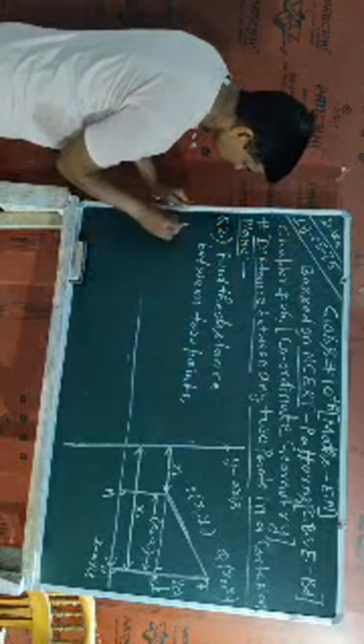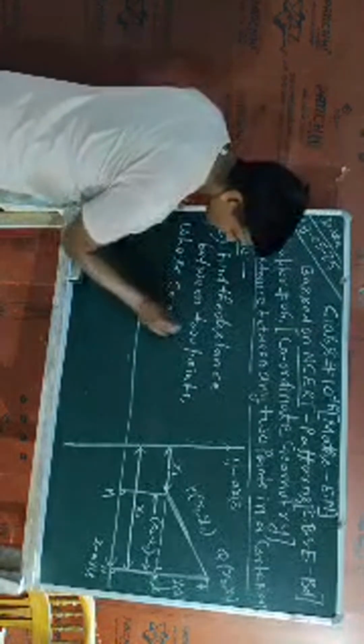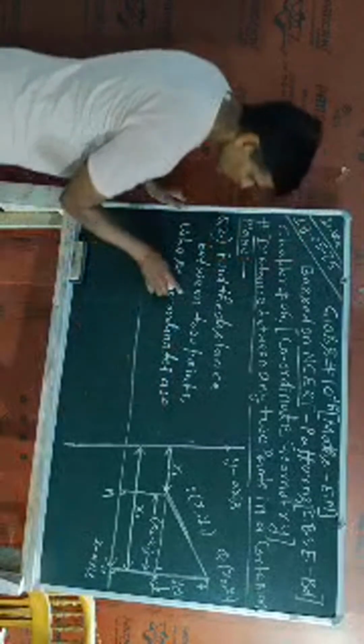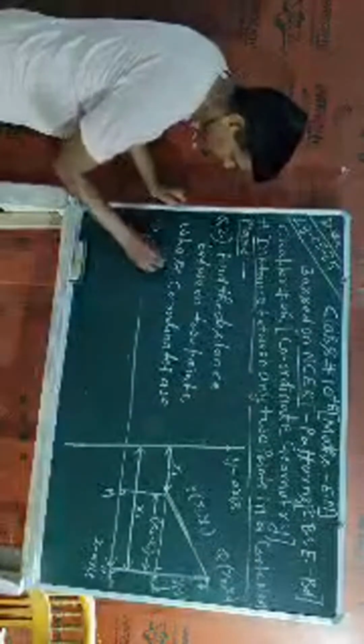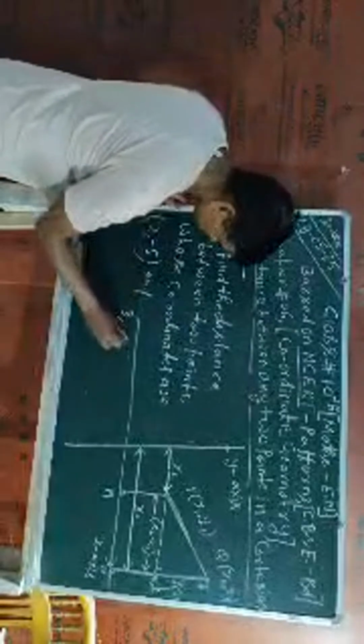whose coordinates are 2, -5 and 3, 6. We have to find its distance. Okay, student, the previous information I am going to erase, and this information I will draw in the xy plane, and after drawing in the xy plane I will get the distance between the 2 given points.